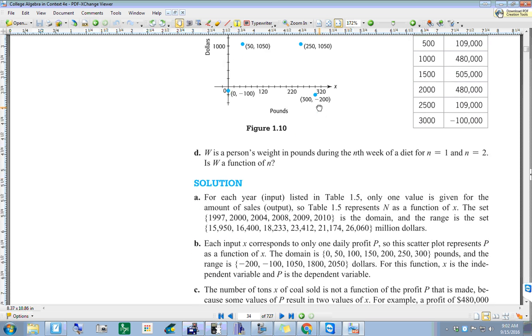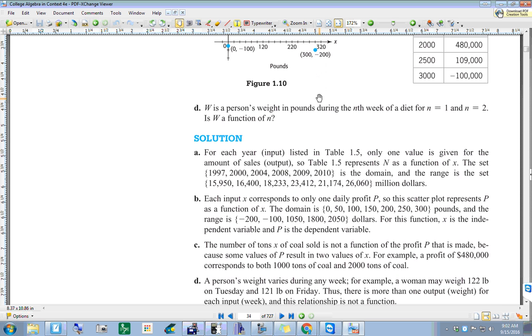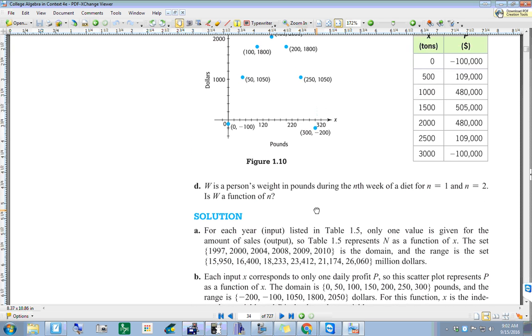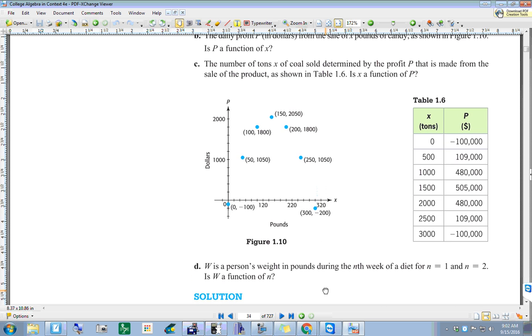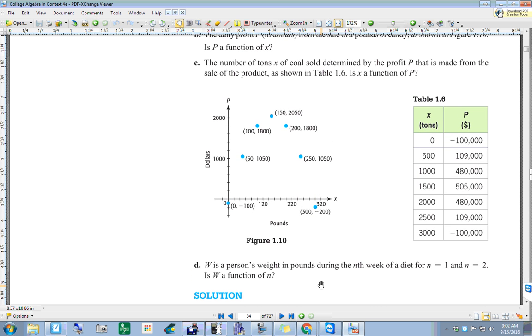What about D down here? A person's weight in pounds during the week of a diet. So, you're on a diet, you're weighing yourself each week. Okay? Well, is that going to be a function? So if I ask you what your weight was in week 1, which one of the measurements would you want to provide me with?